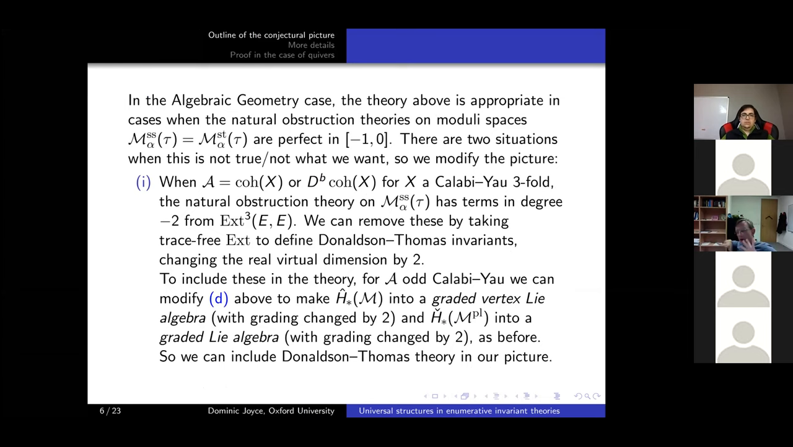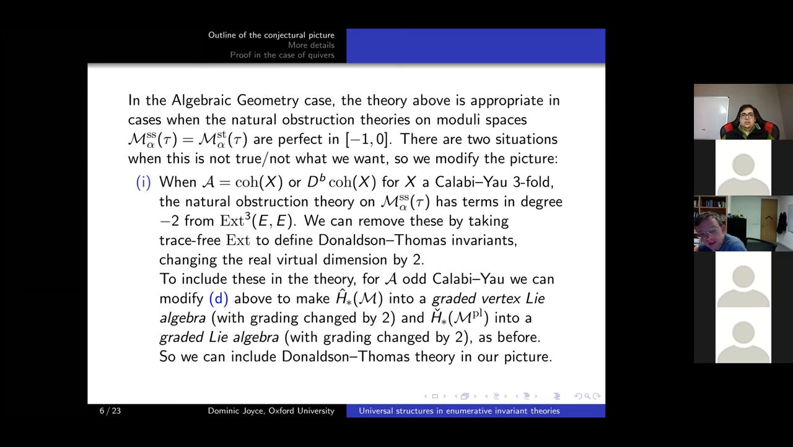Okay, so what I've said so far is appropriate to the most obvious classes of theories. It's appropriate to cases in which the natural obstruction theories on your moduli spaces are perfect in [-1, 0]. That's true quite a lot of the time. But there are two situations when this is either not true or not quite what we want, so we have to modify the picture.